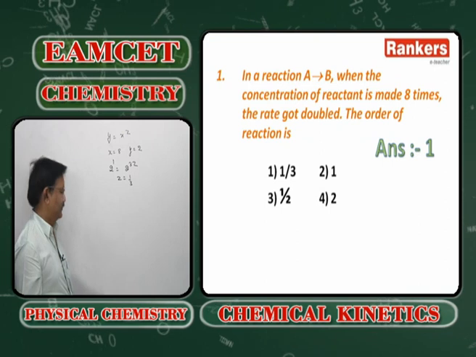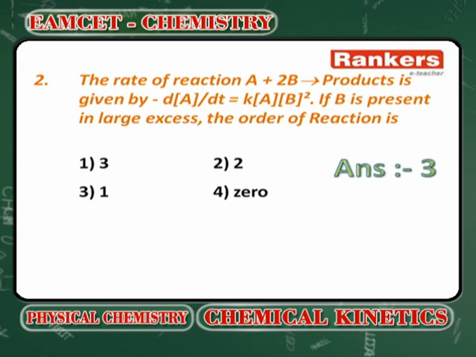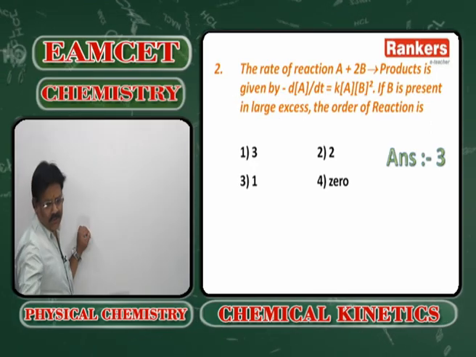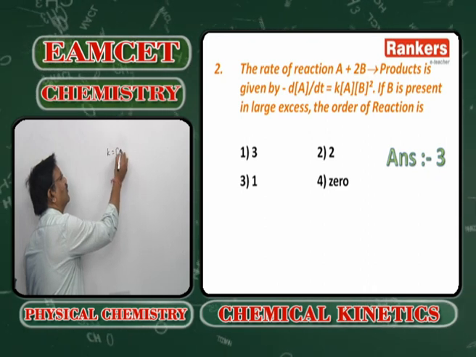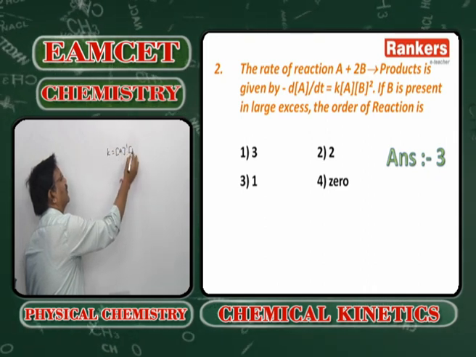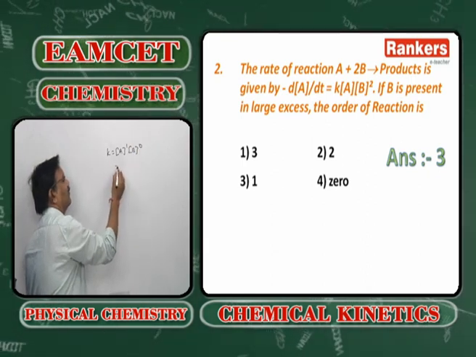Next question. The rate of the reaction A plus 2B gives products, if B is present in a large excess. As we have earlier discussed, whenever the concentration of any reactant is taken in large excess, the order with respect to that reactant becomes 0. Now in this case, when the order with respect to B becomes 0, what will be the order? K, A to the power of 1, B to the power of 0. So the overall order will become 1.